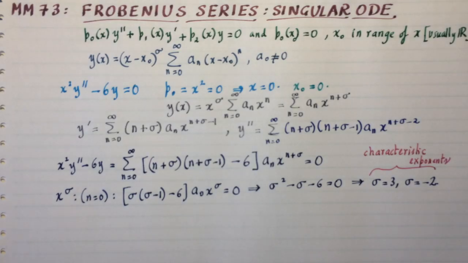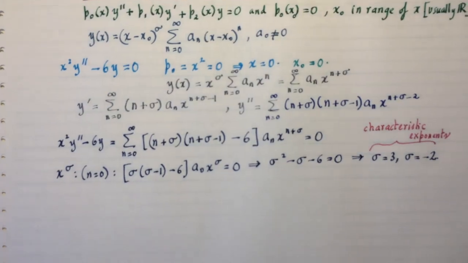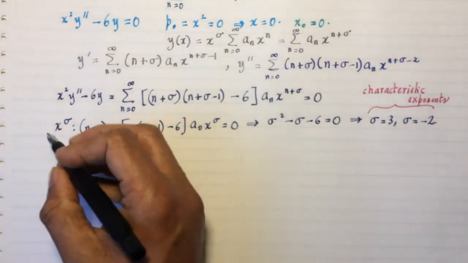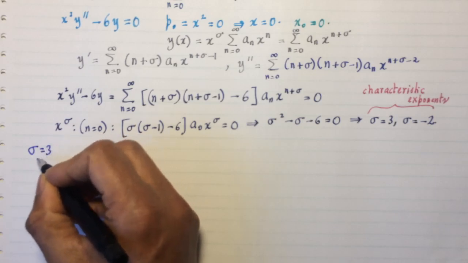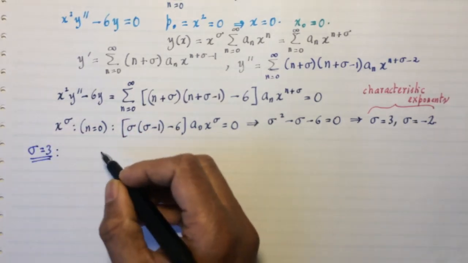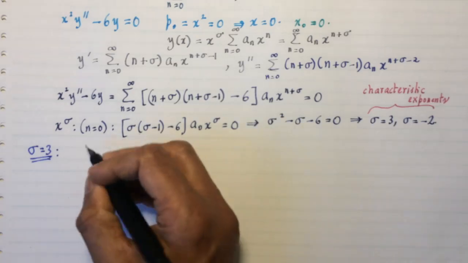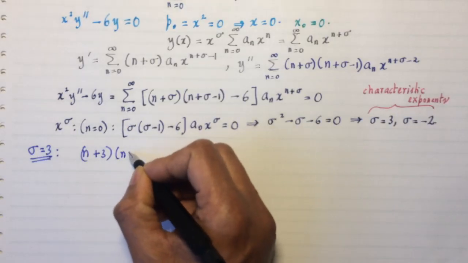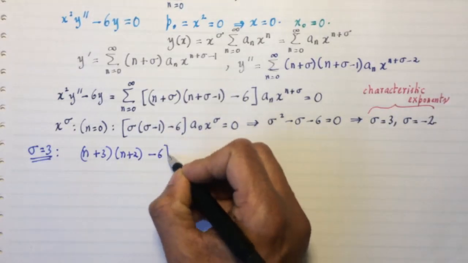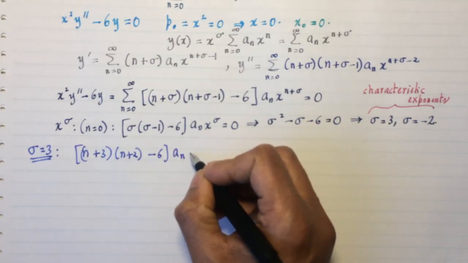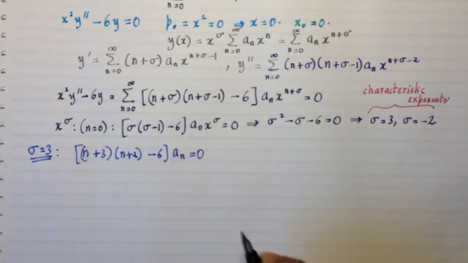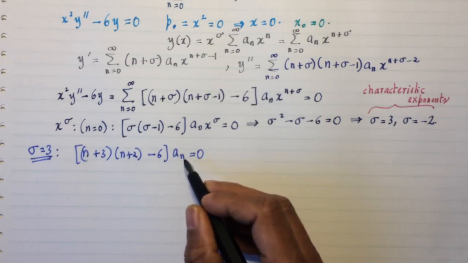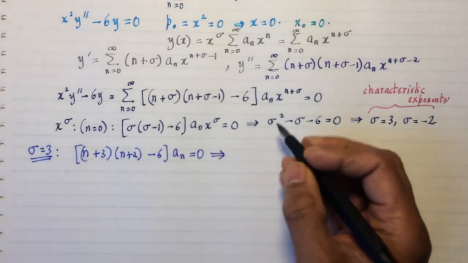So let's look at sigma equal to 3. Now for values of n other than 0, you're going to get (n plus 3) times (n plus 2) minus 6 times an equal to 0. You cannot choose an to be 0, because, well, it could be that an equals 0. Let's see how this plays out.